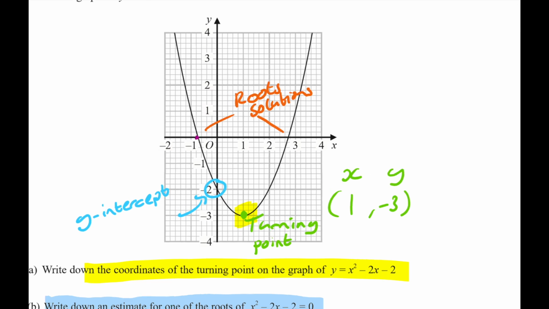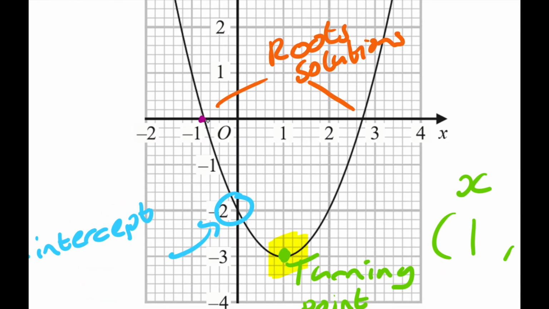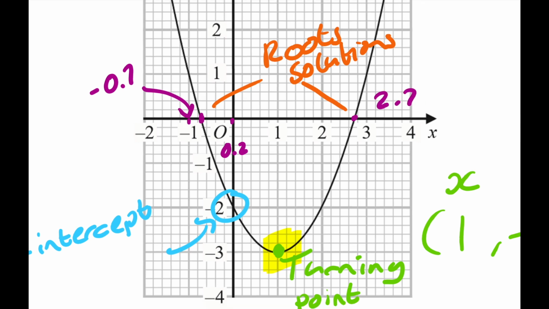This one here, and if I zoom in slightly, you can see that there are 5 squares and each little square is 0.2. So that means that that point there is roughly 0.7, or -0.7, and then on the other side that's positive 2.7.